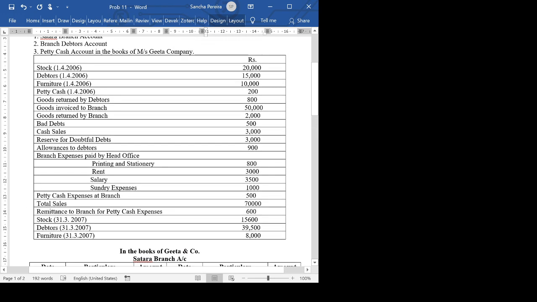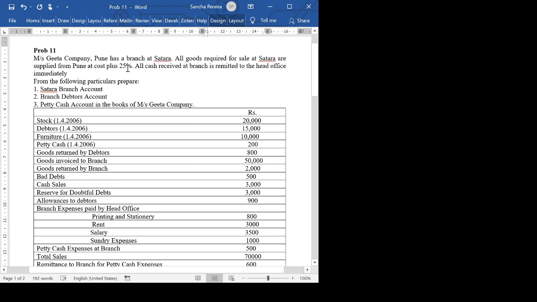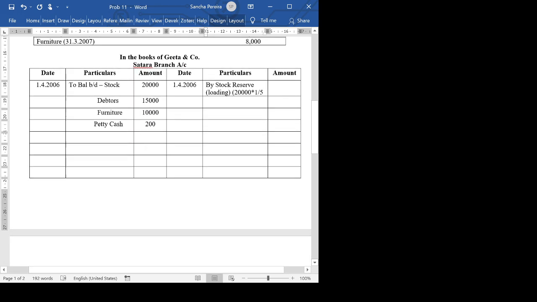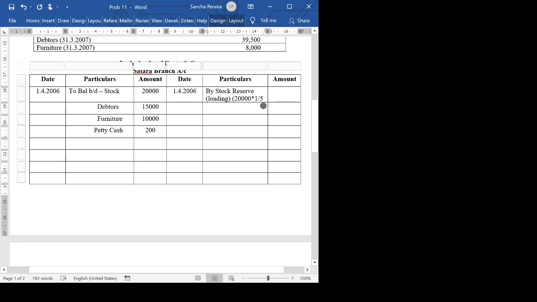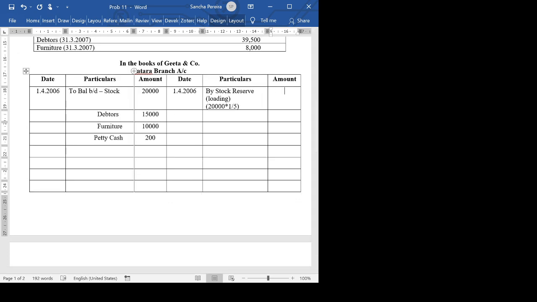How I've directly got this is from here. 25% is 1/4 in terms of fractions. Increase the denominator by 1. 25% on cost becomes 20% or 1/5 on selling price. Okay, so that comes to 4,000.